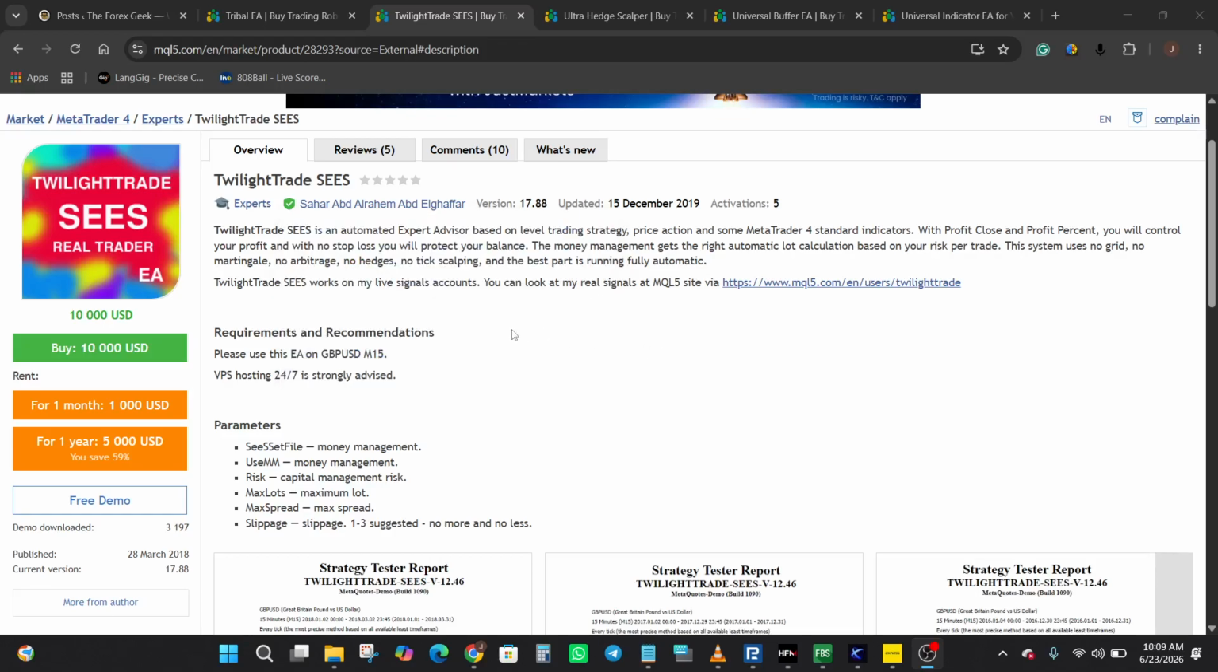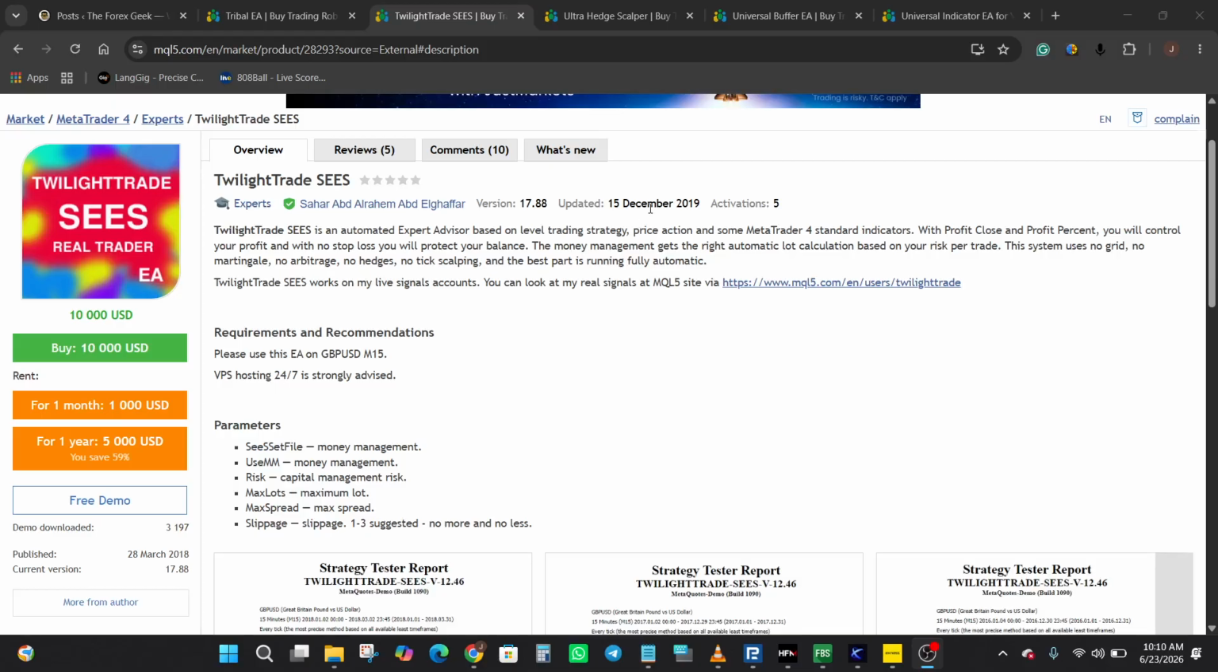Looking through the marketplace listing, the EA is currently priced at 10,000 US dollars with rental options available starting from 1,000 US dollars per month and 5,000 US dollars per year. The version shown here is 17.88, updated on December 15th, 2019.